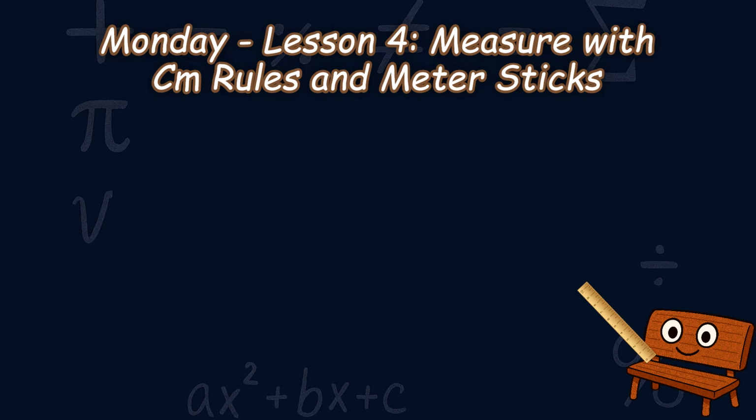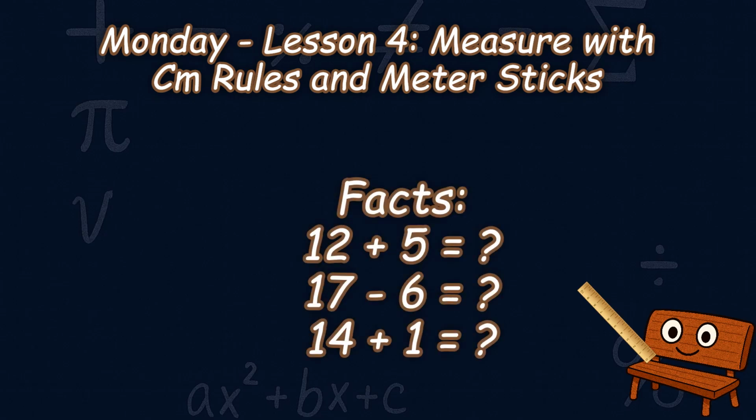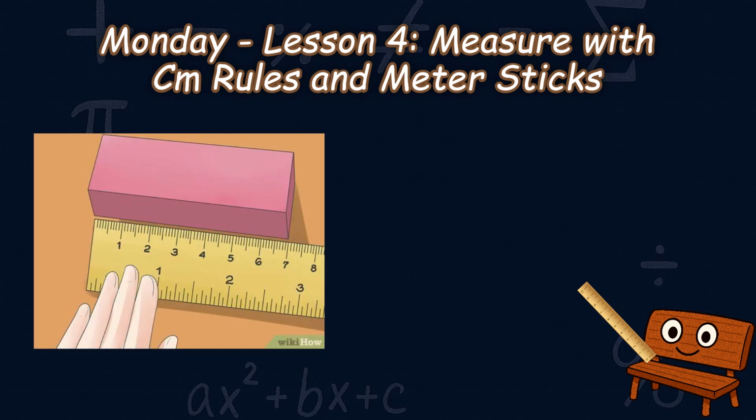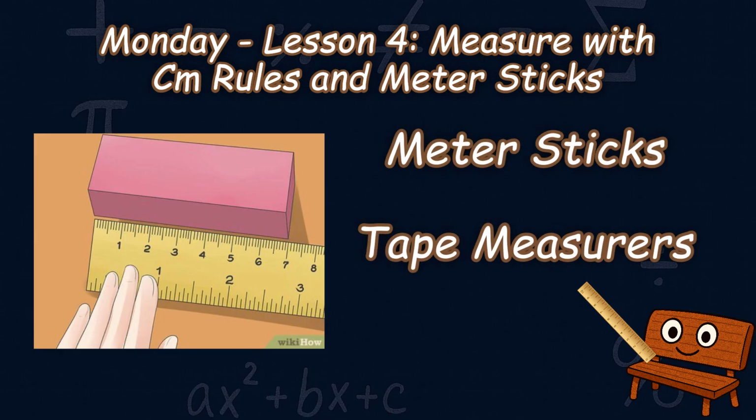On Monday, September 8th, we will be doing Lesson 4, Measure with Centimeter Rulers and Meter Sticks. On the students' practice, they will be doing facts to build fluency with sums and differences within 20. In the overall lesson, they'll measure objects using the centimeter rulers from Lesson 3 that they made, as well as meter sticks and tape measures.